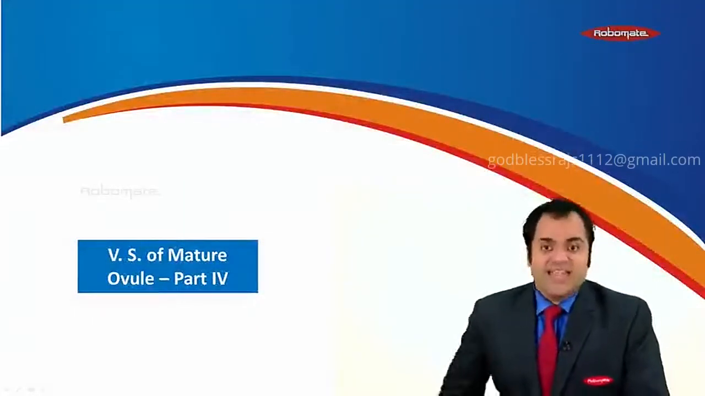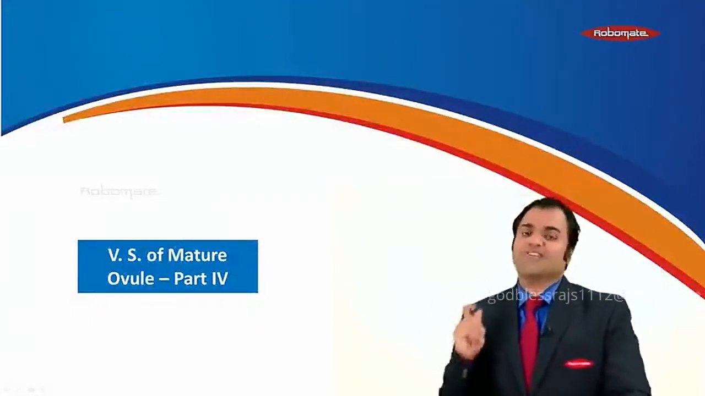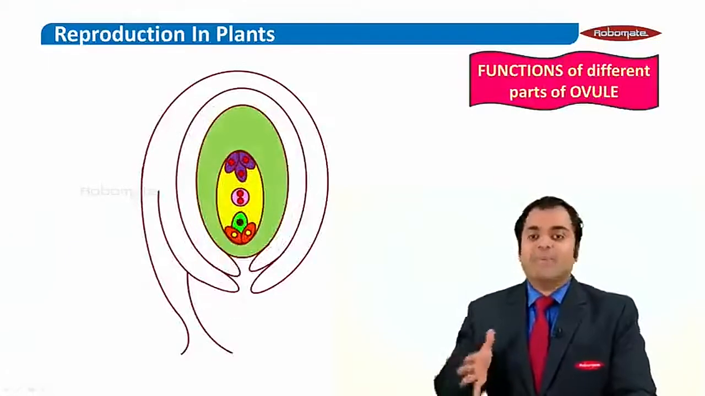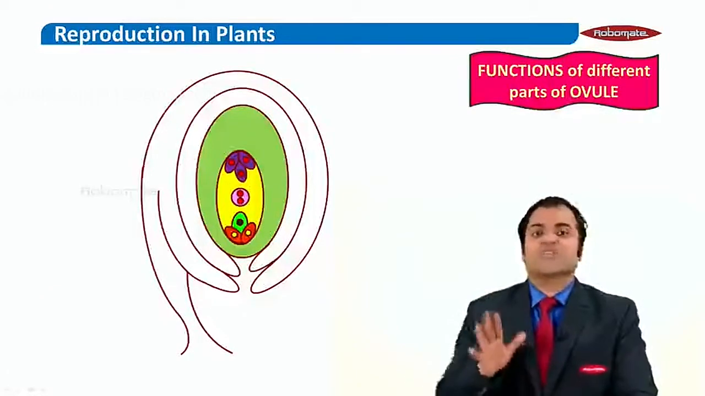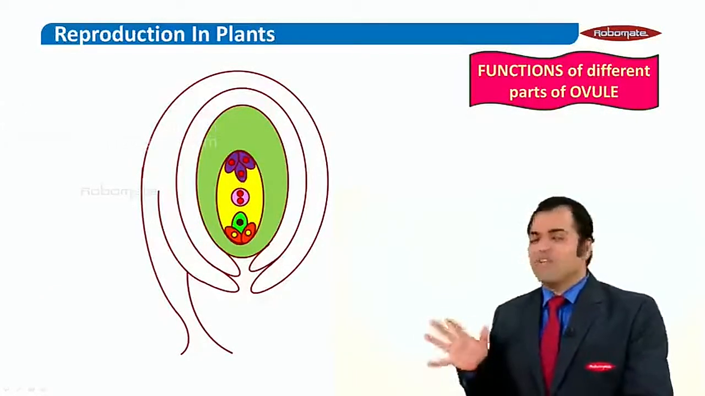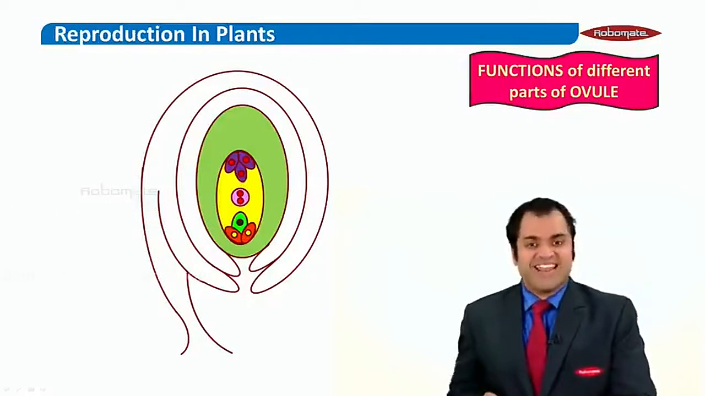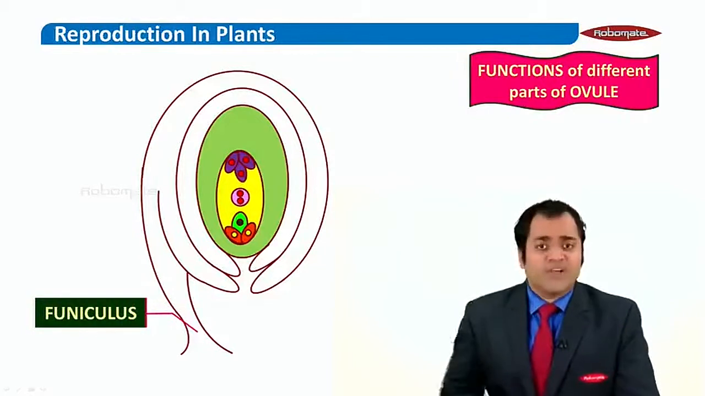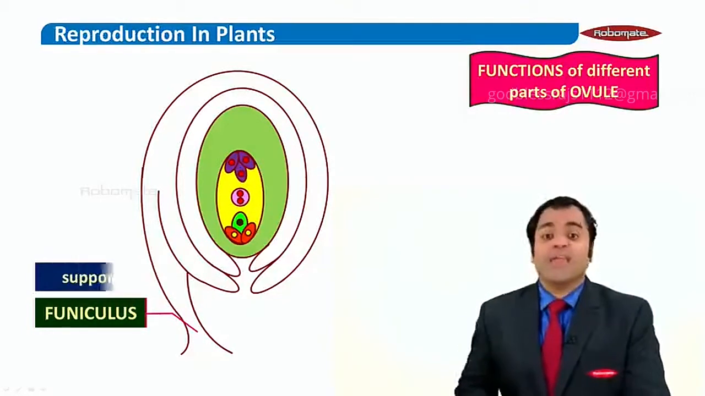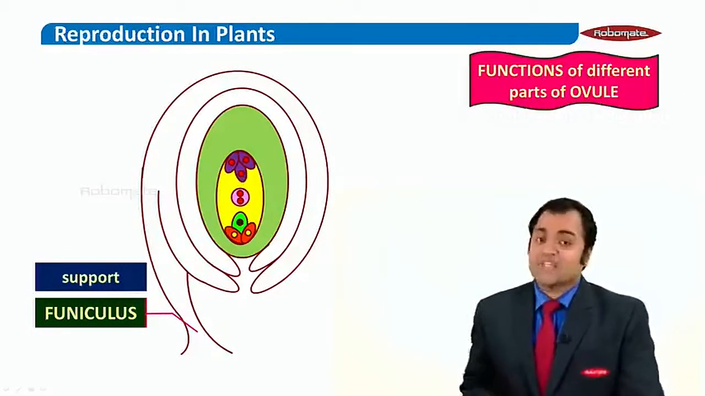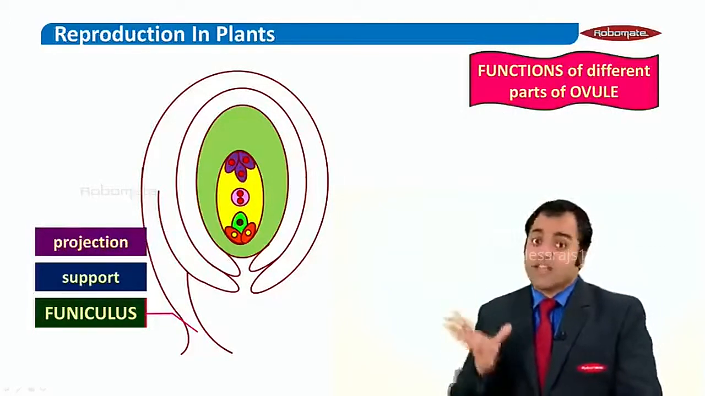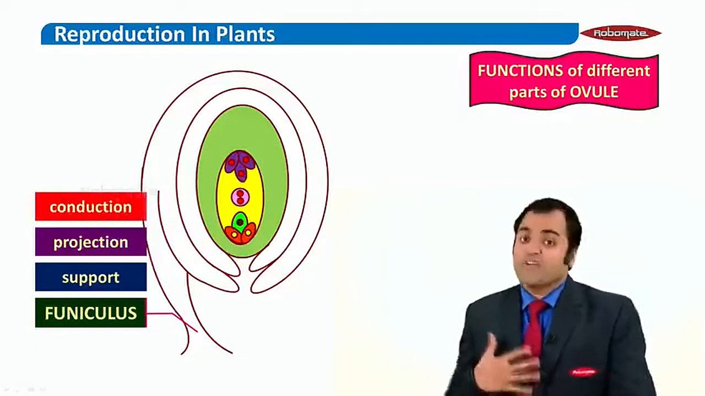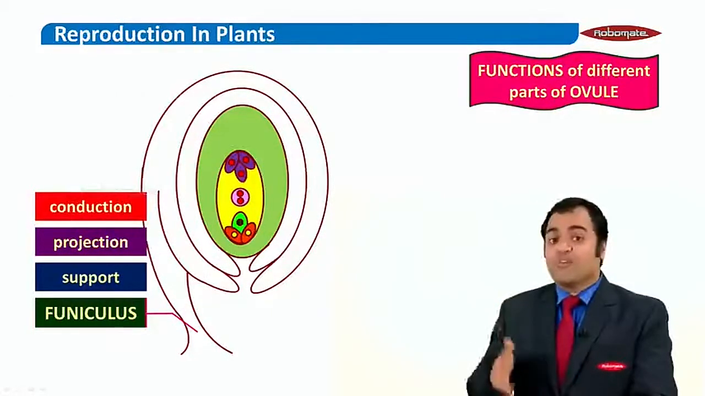Hello students, now let us talk about the fourth part of the VS of the mature ovule. In this part, I'll be talking about the functions of the different parts of the ovule, because now you almost know all the parts, right? So that first part down there is the funiculus. And what do you think will be its function? Its main function is going to be support. Next function is going to be projection. It will project the ovule in the ovary, and finally it will also help in conduction of nutrients right into the body of the ovule.